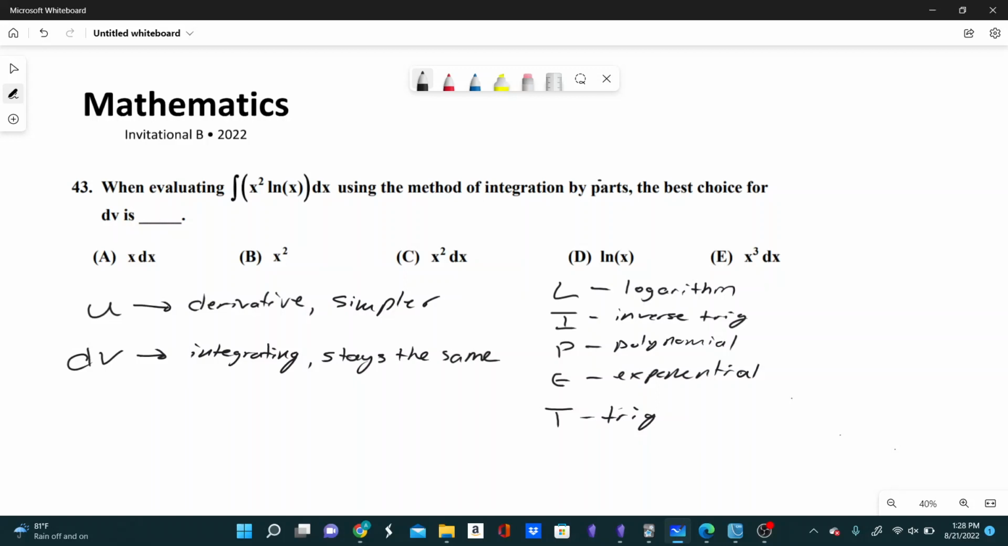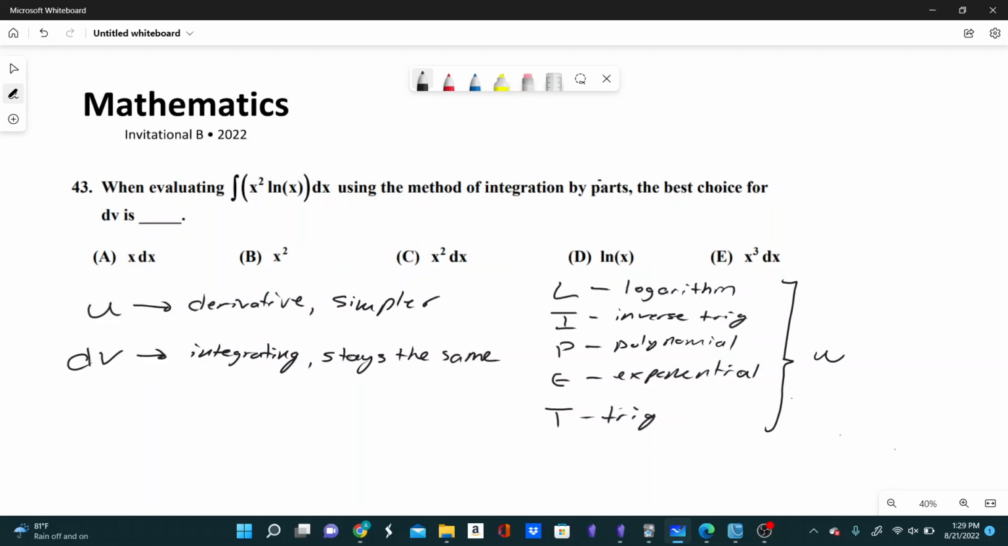Ideally, you want to have a logarithm. But if you don't have a logarithm, then u is going to be inverse trig. And if you can't find inverse trig, then polynomial, and then exponential, and then finally, you're out of luck if you have to use trig. Okay, so let's see which one of these we have. For our choice for u, ideally we want a logarithm. Let's go back and see if we have a logarithm in our expression.